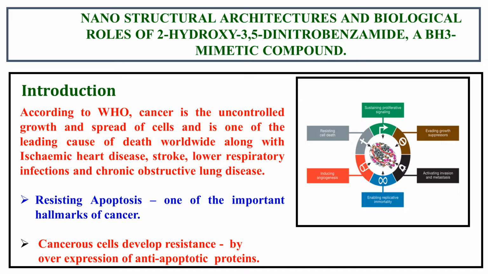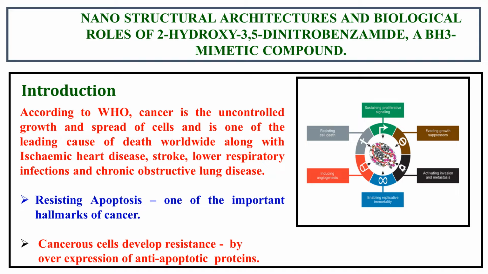Impairment of apoptosis is a prime root cause of cancers, and apoptosis is tightly regulated by BCL2 family proteins. The fate of cells in our system depends upon the intricate interplay among the proteins of the BCL2 family. The BCL2 family consists of three types of members: pro-apoptotic proteins, anti-apoptotic proteins, and BH3-only proteins. The pro-apoptotic proteins promote apoptosis. The anti-apoptotic proteins resist apoptosis.